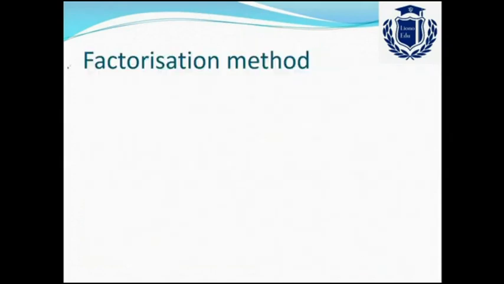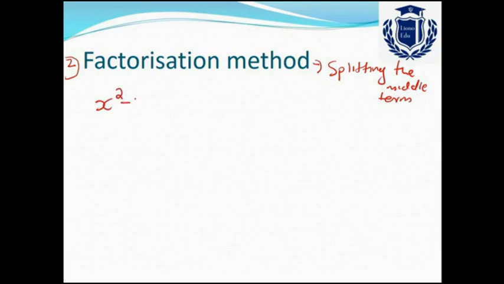Now, what is the second method? This is the second method by which we can find the solutions of a quadratic equation. Okay. And that is the factorization method. It has another name also, splitting the middle term. So you can say either factorization method or splitting the middle term method. And let me show you how to do this on the basis of an example. Suppose you have an equation x square minus 5x plus 4 is equal to 0. Okay.